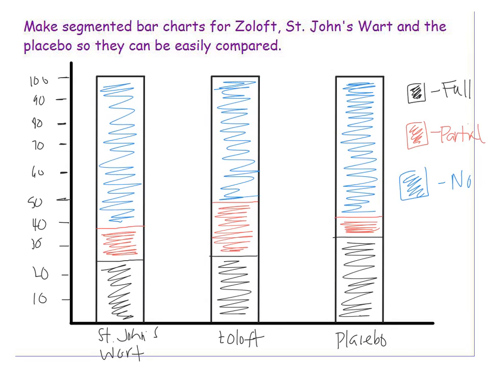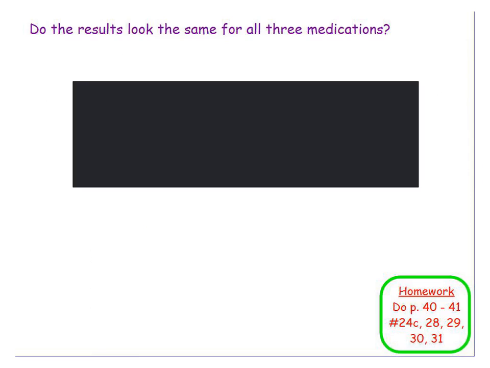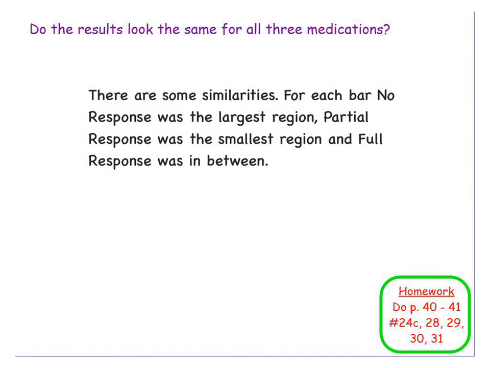So now we are going to be asked to make some comparisons. So do the results look the same for all three medications? Well, if you're looking at your bars, I see a pattern. I see the top being the biggest, the middle being the smallest, and the bottom being the in-between. And so are there similarities? Yes, sort of there is. There are some similarities. For each bar, no response was definitely the largest region. Your partial response was your smallest region, and your full response was the in-between.